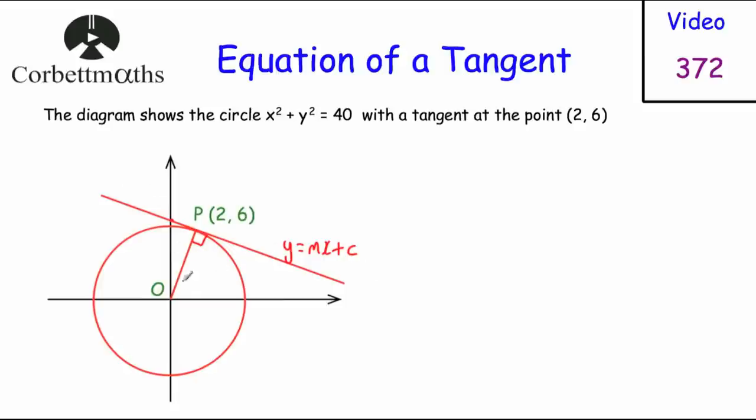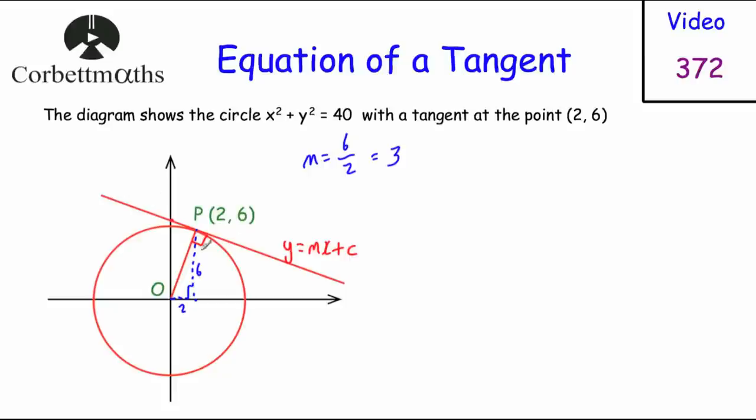So let's first of all find the gradient of the radius. Let's change color of pen to blue so it just stands out a bit more. So here we've got the point 0, 0, and here we've got the point 2, 6. So let's find the gradient of this radius here. It's rise over run, so let's turn it into a right angle triangle. We're going from 0 across to 2, so the run is 2. And we're going from 0 up to 6, so the rise is 6. So the gradient of this radius will be m equals rise, which is 6, divided by run, which is 2, which is equal to 3.